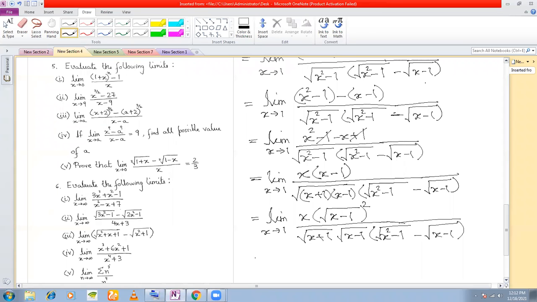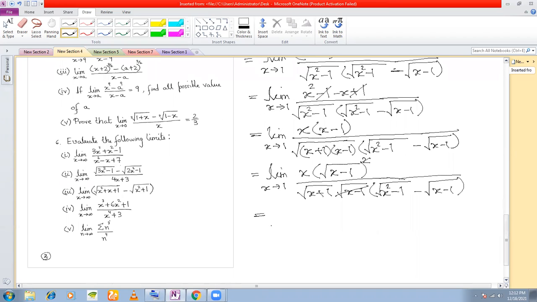Okay. So what happens now? If you see, root x minus 1 cancels here. 1 power cancels here, right? So what are you getting here? Eventually, you're getting limit x tends to 1, x root x minus 1 divided by root x plus 1 into x square minus 1 minus root x minus 1.